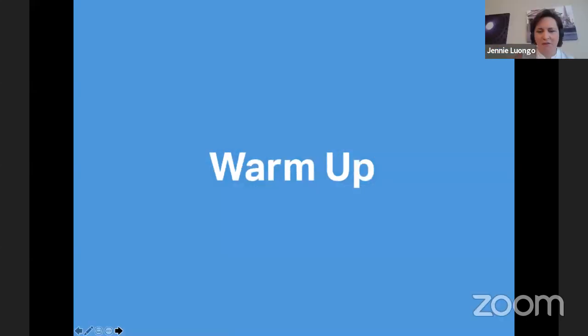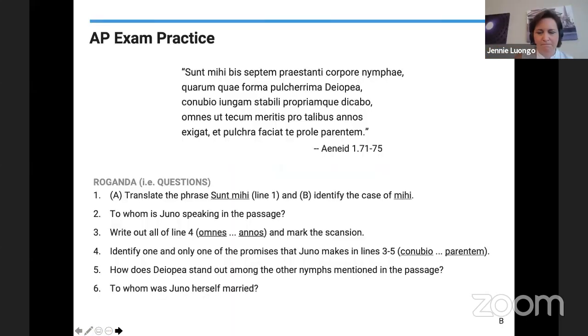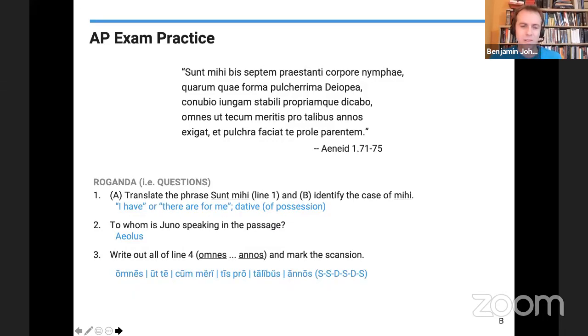So yeah, absolutely. Last live stream, we gave you guys some homework, and this is the famous bribe that Juno gives to Aeolus. She offers him a nymph. We have 6 questions that you can hopefully get out now. The first one, A, asks to translate the phrase sunt mihi. This is that dative of possession. Identify the case of mihi: dative of possession. And so we can translate it as I have.